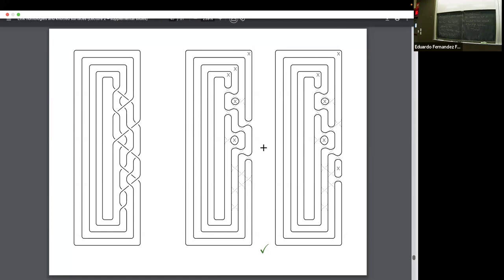I lied a little bit. You don't need to change Plummer's construction at every single crossing. It suffices to do it at enough of the crossings that you behave uniformly under any quasi-positive cobordism. So down here on the bottom, I actually haven't done what I said I would do with those crossings.